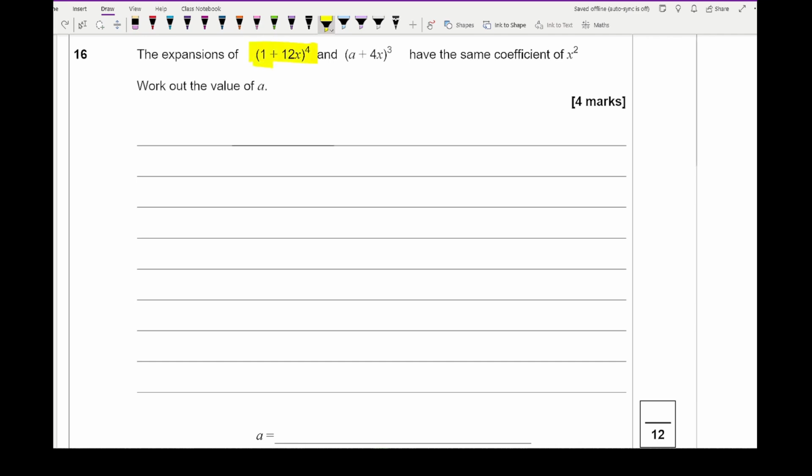So the first thing I'm going to do is work with this expansion here. So if I just label this as 1 plus 12x to the power of 4. Now I always treat this as each term is going to have 3 components. So I've got 4 to the power of 0.